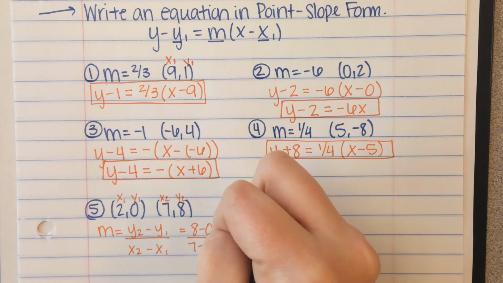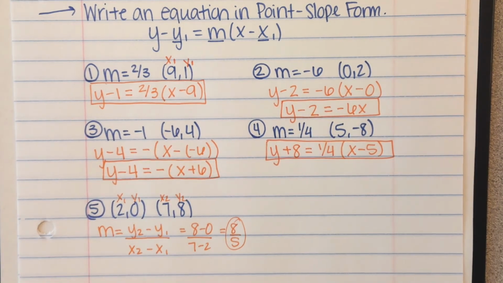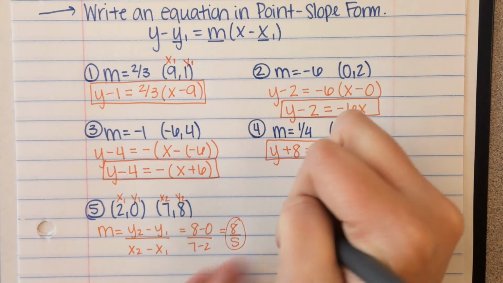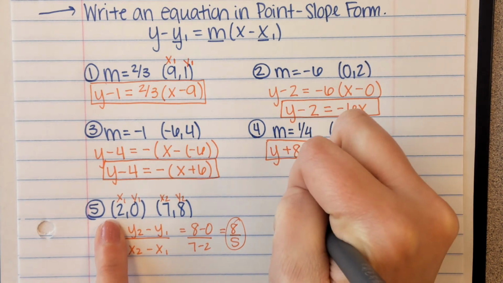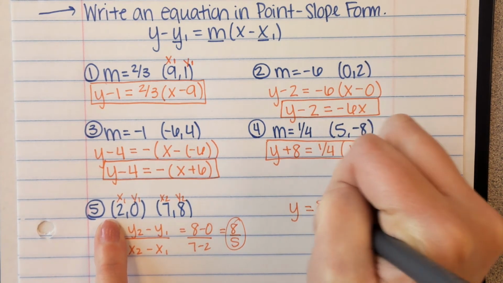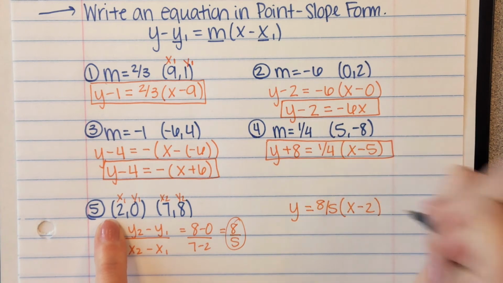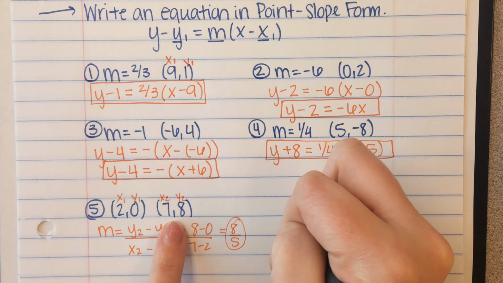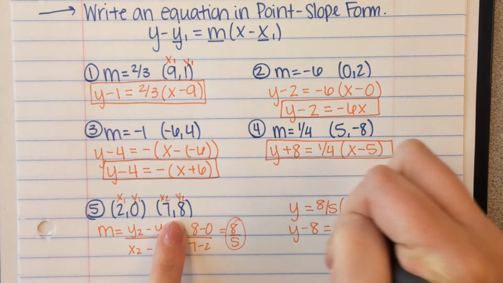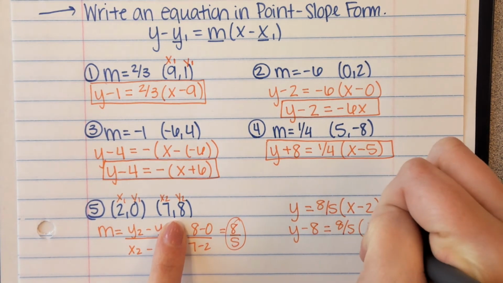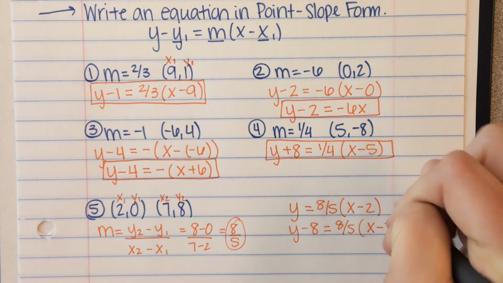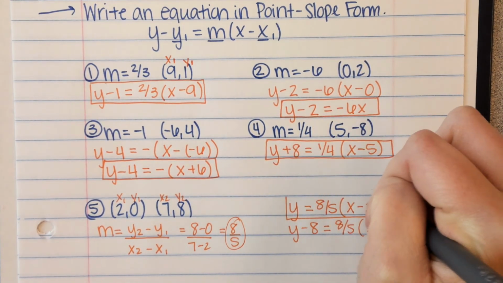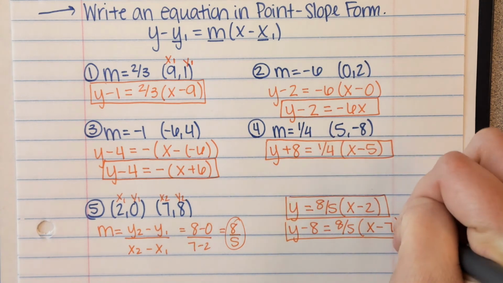Now, we're going to use our m and one of your points. You just pick one. Choose one of your points and use that to make your point slope form. So I could use the first one and have y equals 8/5 times the quantity x minus 2. Or I could have the second point, y minus 8 equals 8/5 times the quantity x minus 7. So you can pick either one of those.